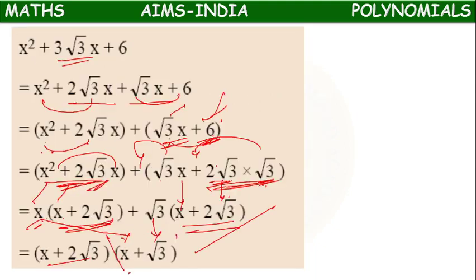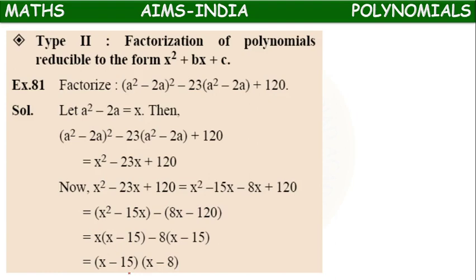In type 1, what have we done? We have split the middle term with the help of two numbers, such that the product of the two numbers is equal to the constant term and the sum of the two numbers is equal to the coefficient of the middle term. Like that we have split and we have found the factors. Next, type 2.